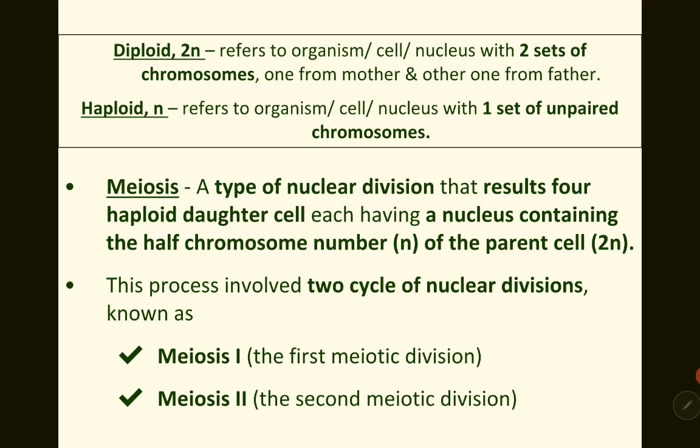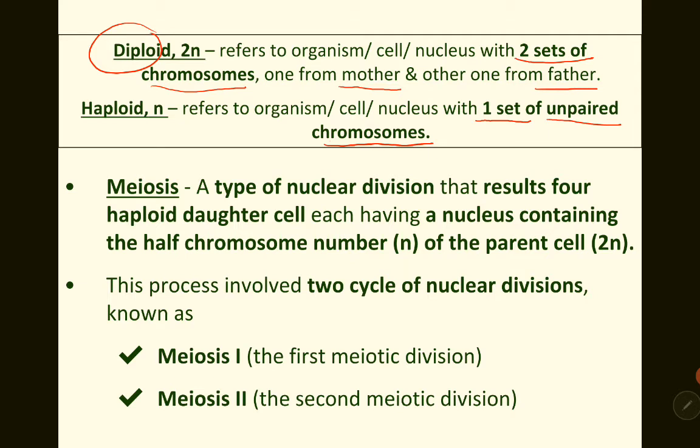So what is the meaning of 2n and n? 2n we call diploid. Diploid is the organism, cell or nucleus with two sets of chromosomes. Where do these two sets come from? One set from the mother, another from the father. While n we call haploid. Haploid means the organism, cell or nucleus with only one set of unpaired chromosomes.